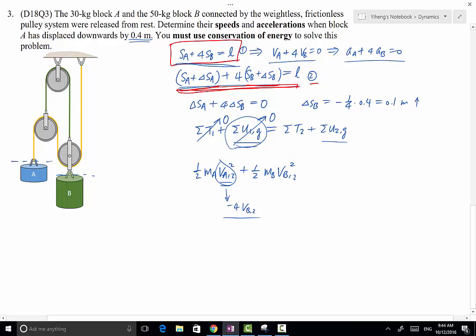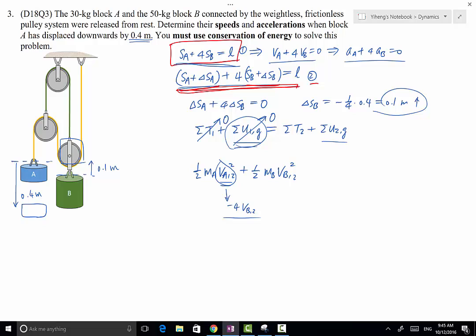And then for U2G, because I have chosen the initial position of A as its own datum, at the final state block A has displaced down by 0.4 meter. But block B, as we determined, has moved up by 0.1 meter. Therefore, U2G for A is going to be a negative value: its weight times negative 0.4 meter. But for block B, it's going to be positive 0.1 times its weight.